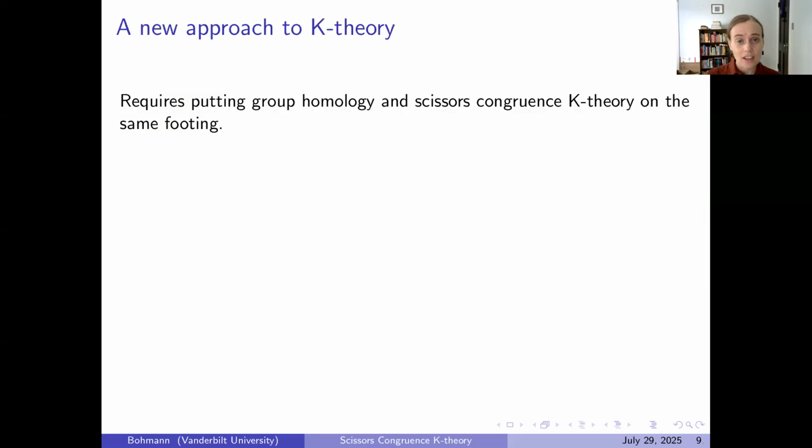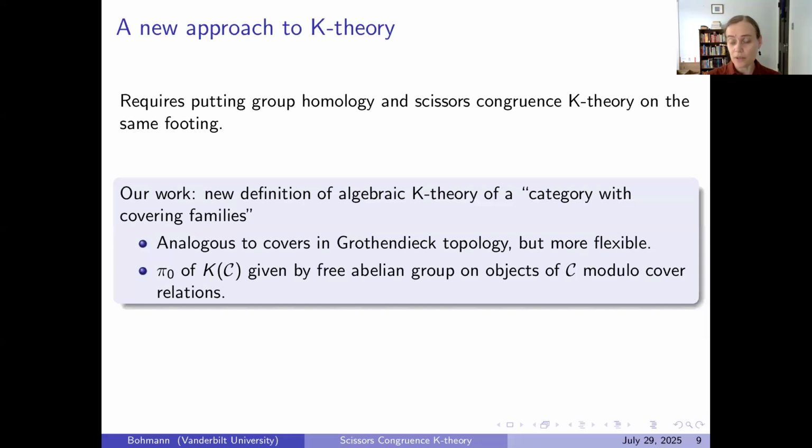Okay. In order to do this, we need a new approach to K-theory. In particular, we want to put group homology and scissors congruence K-theory on the same footing, making them examples of the same kind of construction, so that we can compare them using natural algebraic K-theory maps. This is the work I'm focusing on, which has been published, so if you really care about the K-theory details, you can go read it. So what does our work do?